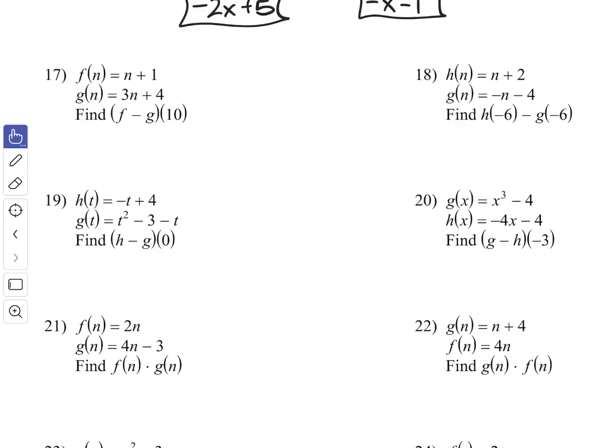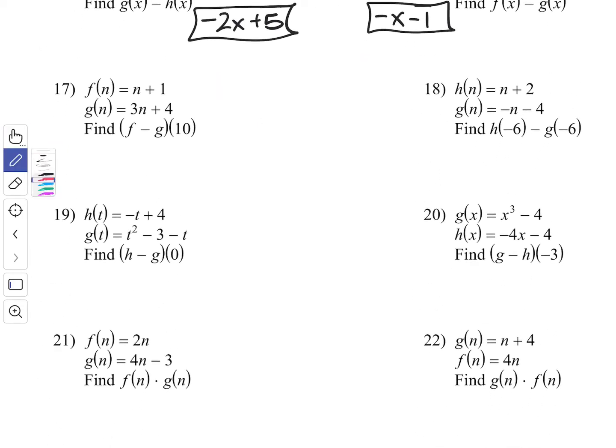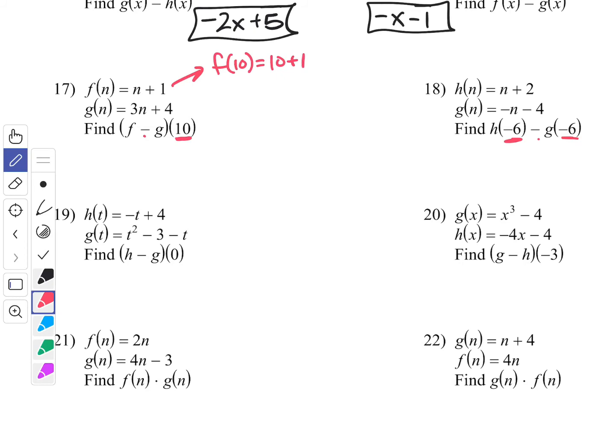Now for 18, 19, 20, 17 as well. Okay, so these four, 17 through 20, again we're evaluating with subtraction. But these ones, I'm going to treat just like I did the addition. So I'm going to evaluate them first, because then all I have to do is take the answers and put them in and subtract them, so I don't run into that same issue that I could have on the ones up there. So 10 plus 1 is 11.